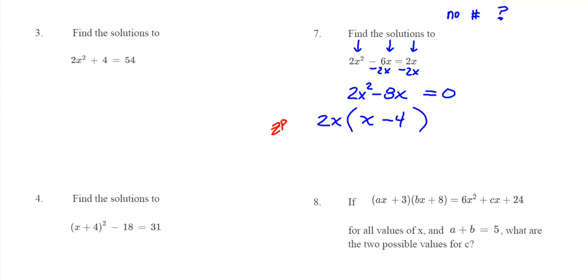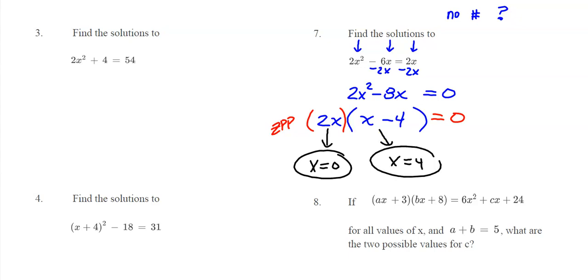All right, I have two things multiplied together that make 0. Well, one of them is really easy. This is 0 when x is 0. This is 0 when x is 4. So those are my two solutions, 0 and 4.